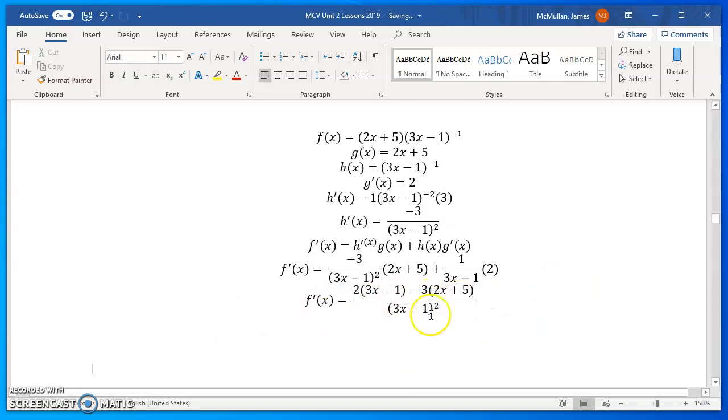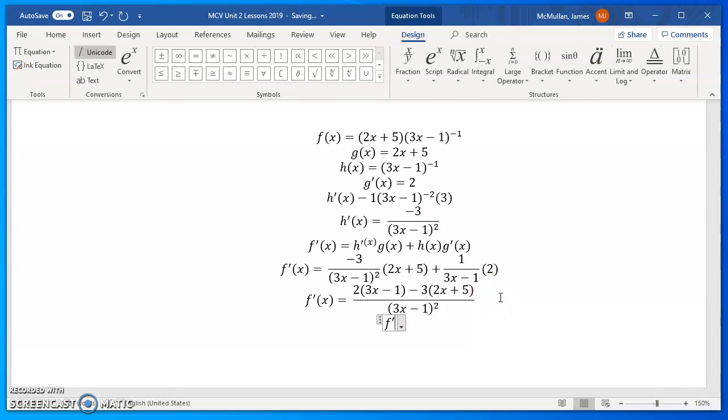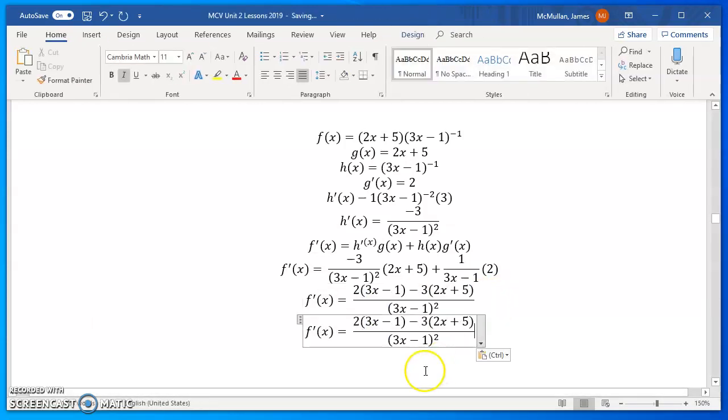And you can actually get this down to something fairly simple, right? We could just copy it here and finish cleaning it up. So we have 2x, 2 times 3x is 6x. Then we have minus 3 times 2x is also 6x, so that's going to disappear. We have negative 2, take away 15, so we just get negative 17 on the top, right?